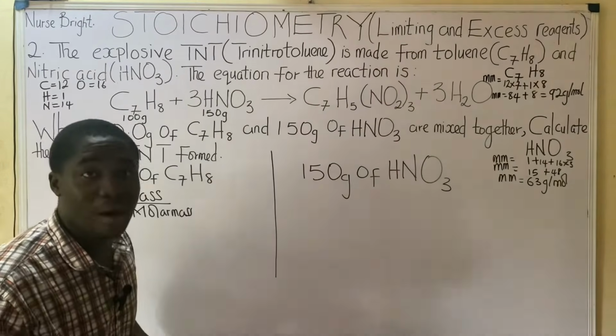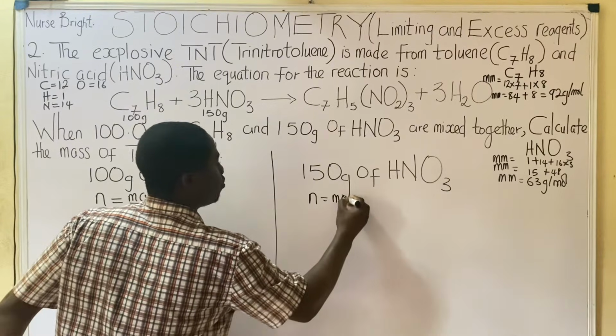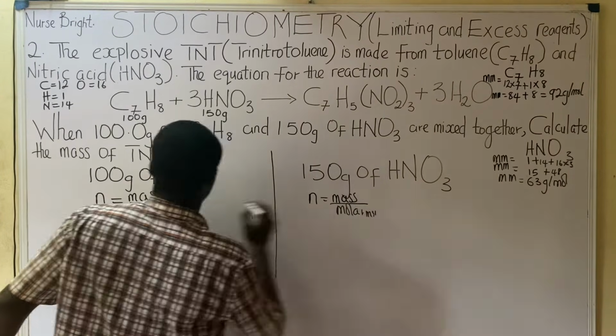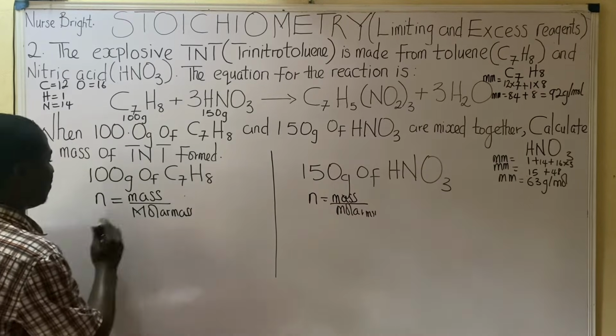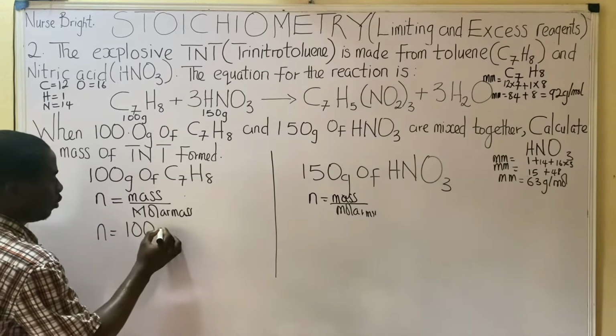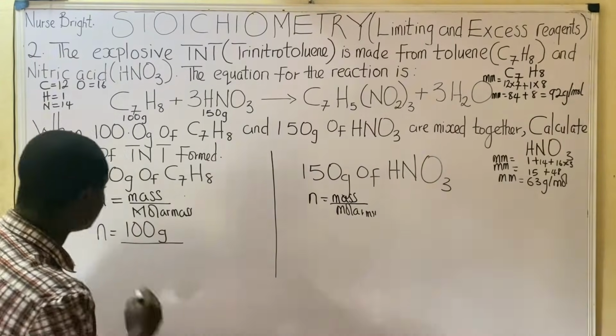So let us calculate the number of moles for each of them. We use the same formula: number of moles is equal to mass divided by molar mass. So what's the mass? The mass is 100 grams, divided by the molar mass of the compound, 92 grams per mole.